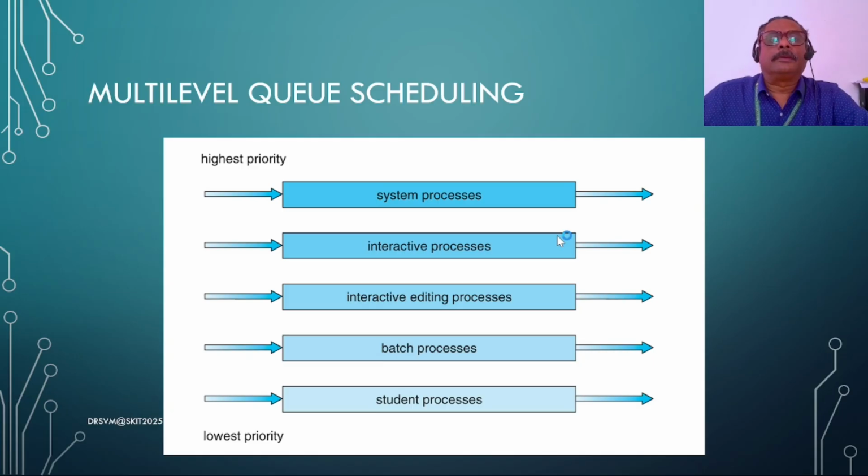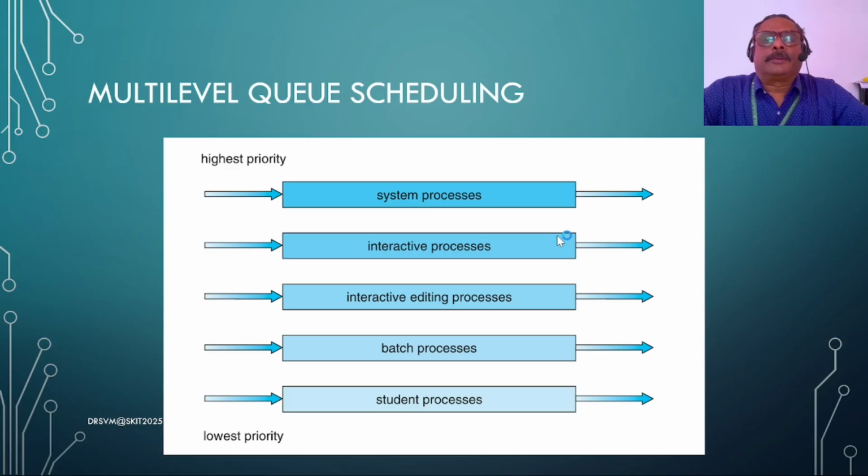Now let's see what multi-level queue scheduling is. Multi-level queue scheduling divides the ready queue into multiple separate queues where each queue has a specific priority or job type and uses a different scheduling algorithm. Processes here are permanently assigned to a queue based on their characteristics, like the process may be a system process, or it may be an interactive process, or it may be a job process, and so on.